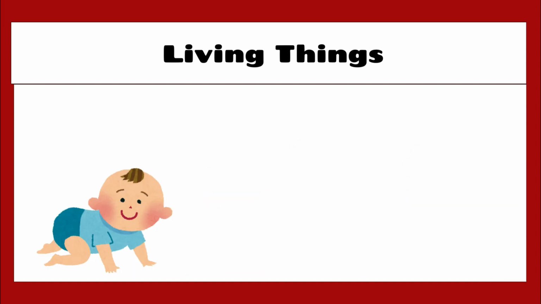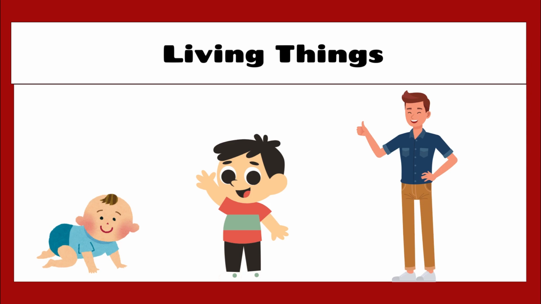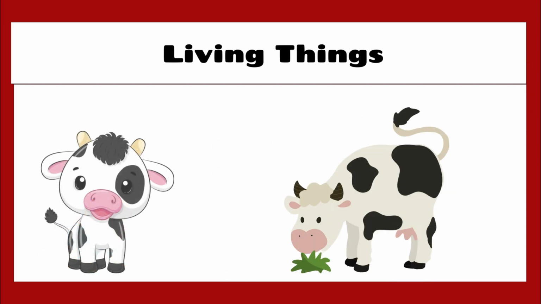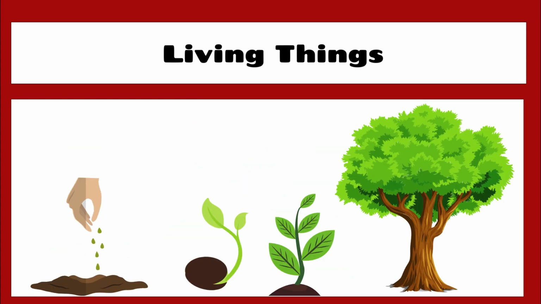Grow. A baby grows into a child and a child grows into a man. A calf grows into a cow. A seed grows into a plant, which then grows into a huge tree.